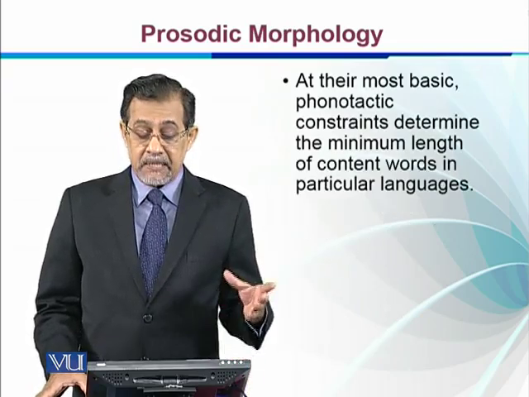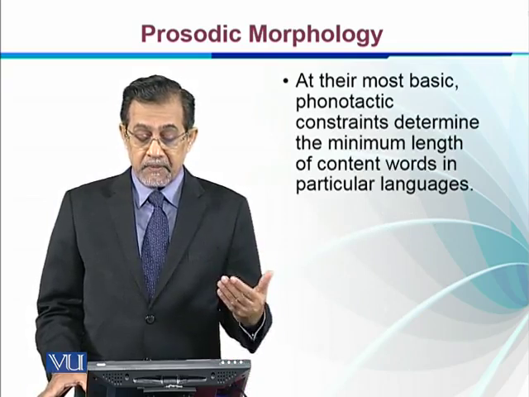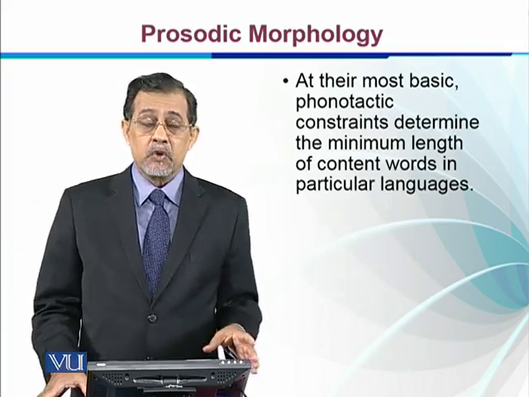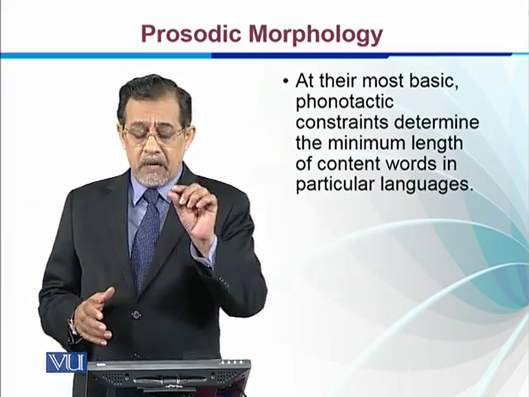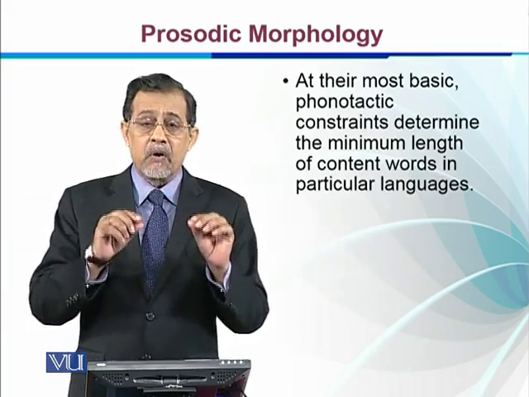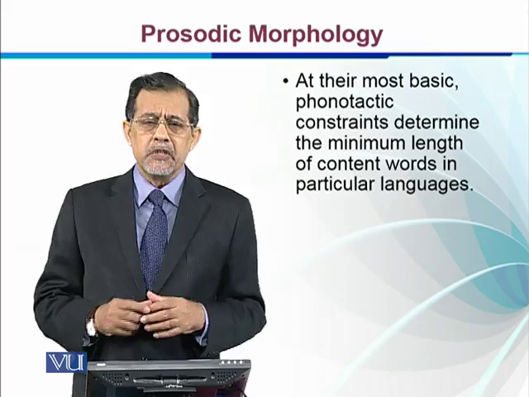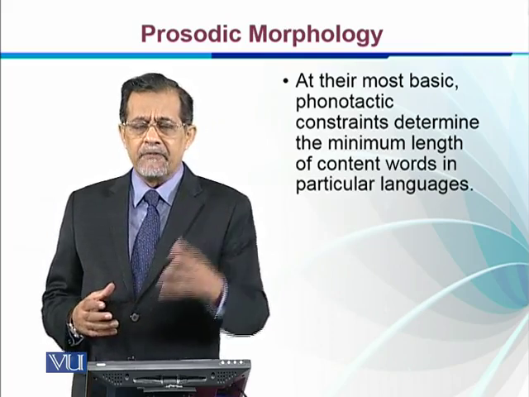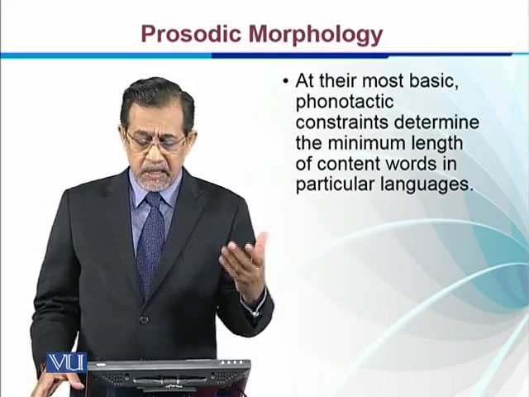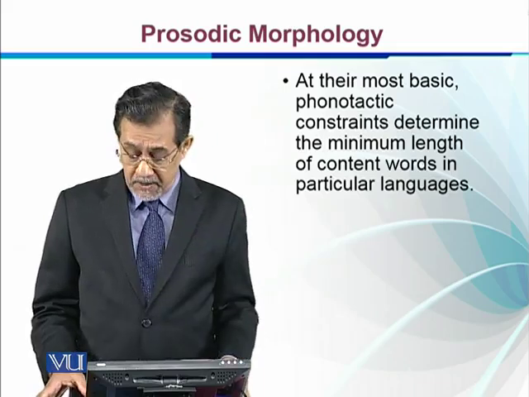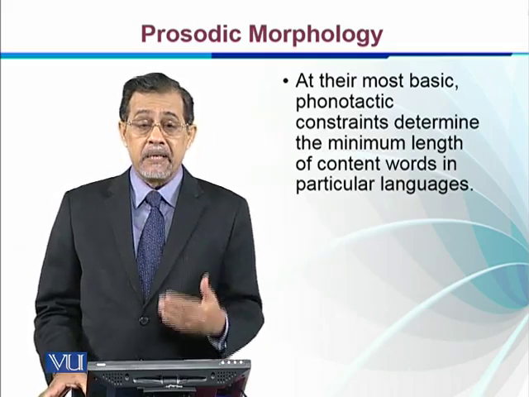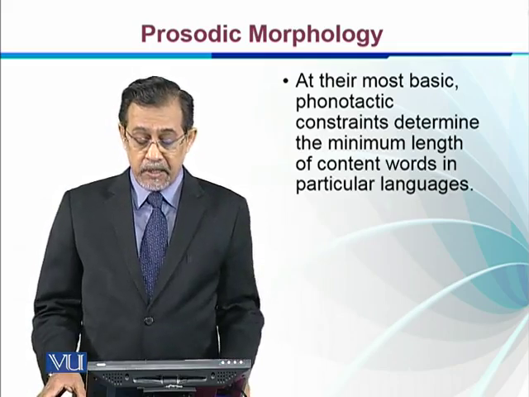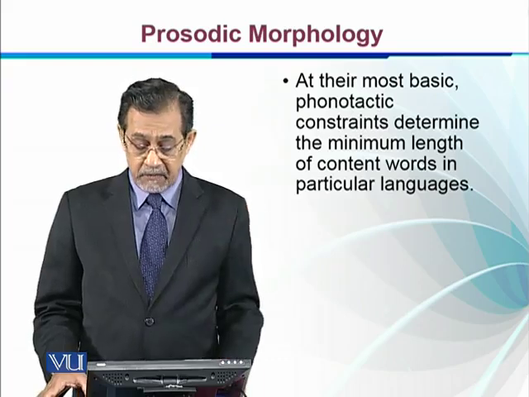At their most basic, phonotactic constraints determine the minimum length of content words in particular languages. So, for example, we know what the minimum content words are in a language. In English, a study shows that English names taken as nicknames can have 2 syllables. So we have a certain limit. This topic lets us know what the extent of a certain word is in terms of its length in a language.